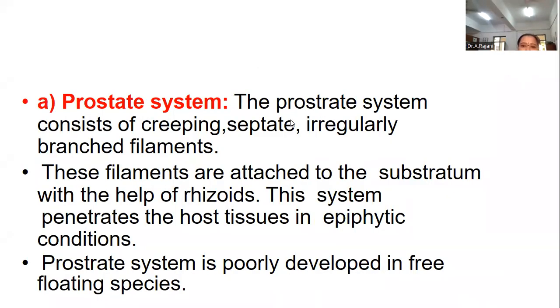Coming to the next one, the thallus. How many systems of thallus are there? Two systems of filamentous thallus are present. One is the prostrate system, the second is the projecting system. What is the prostrate system? The creeping system is called the prostrate. It is always a creeping body, with creeping, septate, irregular branched filaments. These filaments attach to the substratum with the help of rhizoids. They may penetrate host tissue in epiphytic conditions, but this is poorly developed in free-floating species. This is called the prostrate system.